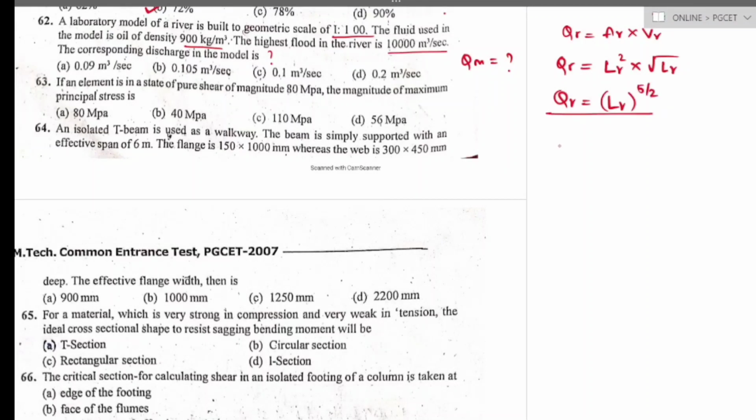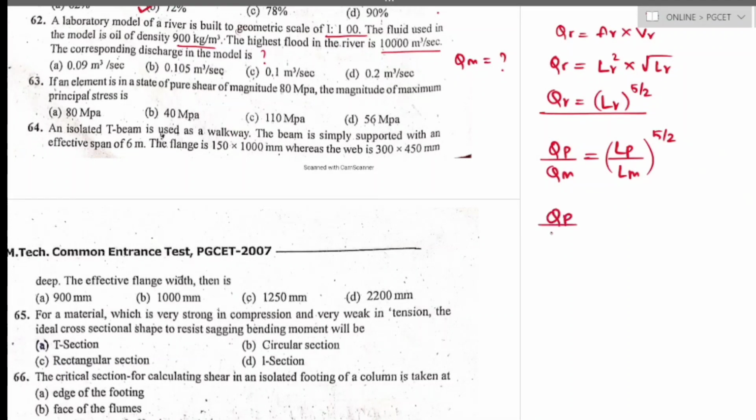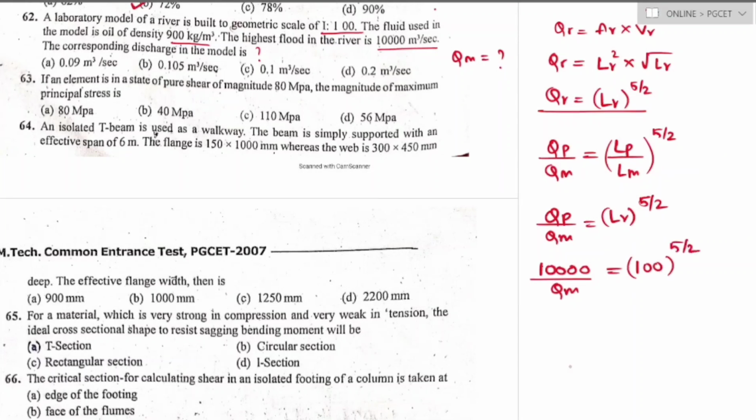Now, the relation of prototype discharge by model discharge is equal to Qp by Qm is equal to Lr to the power of 5 by 2. Now prototype discharge is 10,000 by model discharge Qm. We have to find Lr is 100, that is the laboratory scale, to the power of 5 by 2. Now we will get the model discharge as 0.1 meter cube per second. Option C will be the right answer.